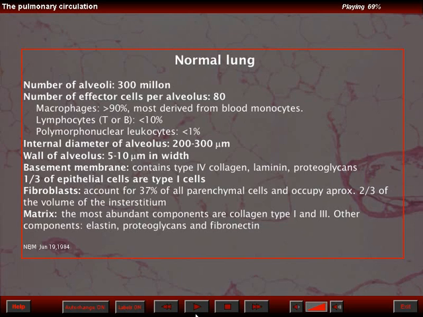1/3 of epithelial cells are type 1 cells. Fibroblasts account for about 37% of all parenchymal cells and occupy approximately 2/3 of the volume of the interstitium. The most abundant interstitial matrix components are collagen type 1 and 3, and other matrix components include elastin, proteoglycans, and fibronectin.